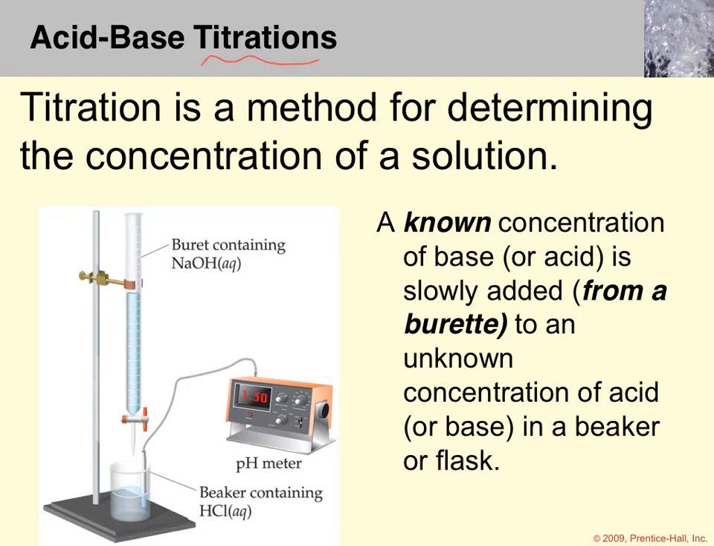Basically, in a titration, you have a substance, and you typically know what the substance is, but you don't know what the concentration of the substance is. And so a titration is a very precise, accurate way to determine the concentration of a substance.